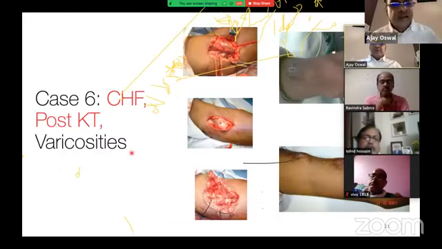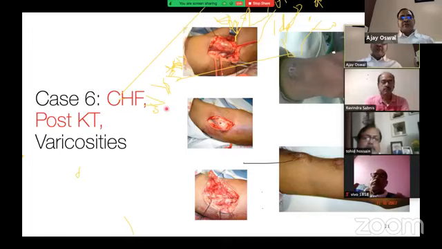This is a very interesting case. An 18-year-old boy who underwent kidney transplant came back with recurrent episodes of congestive cardiac failure. The cardiologist said that this is because of your end-to-side brachiocephalic AV fistula. There were nice varicosities. There was congestive heart failure in spite of successful kidney transplant. And when we compress this fistula, his heart rate would drop by at least 25 beats per minute.